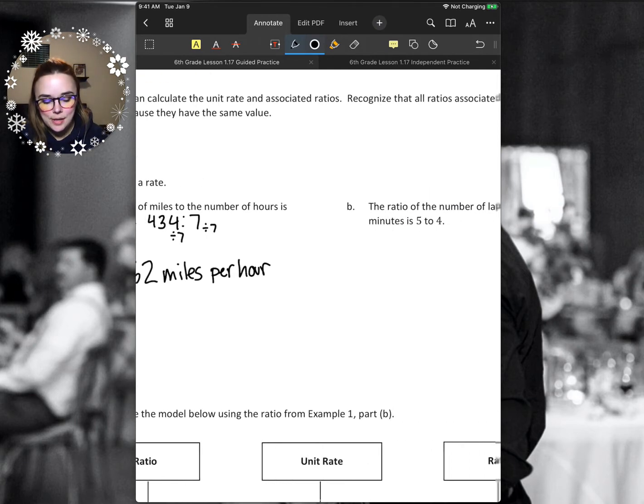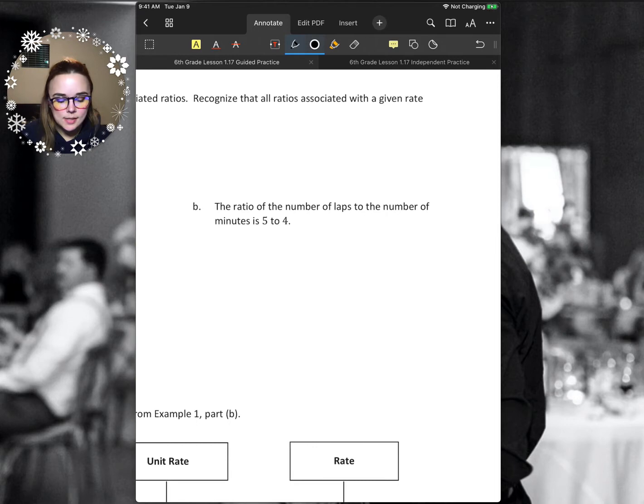Let's take a look at B. B says the ratio of the number of laps to the number of minutes is 5 to 4. So the ratio that we're starting with is 5 to 4, so 5 laps in 4 minutes. If we want to get to our unit rate, or our rate, we want to know how many laps in 1 minute. So we're going to divide both of these by 4.